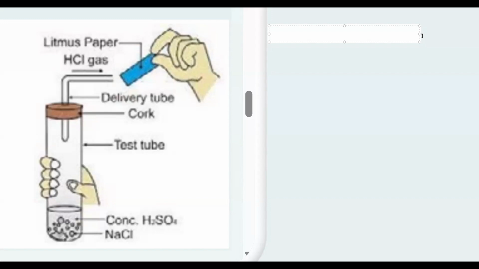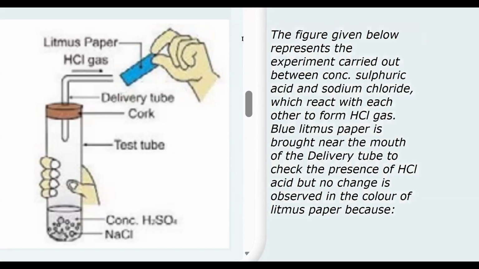Now, in the next question, a figure is given below, and the experiment is carried out. Here an experiment is carried out between concentrated sulphuric acid and sodium chloride, which react with each other to form the gas HCl. The blue litmus is brought near the mouth of the delivery tube to check the presence of HCl, but no change takes place in the litmus paper.